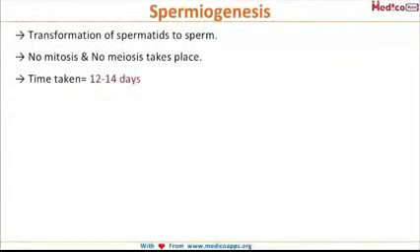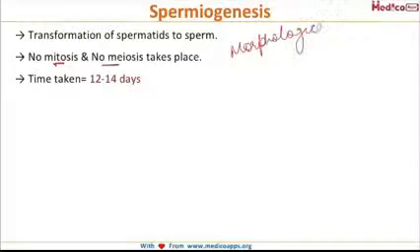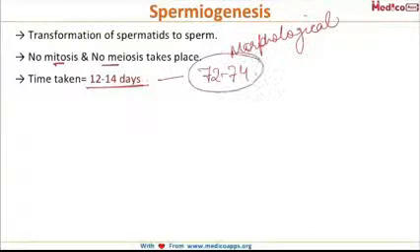As I told you, the transformation of spermatids to sperms is called spermiogenesis. In this process, there is no cell division, no mitosis, no meiosis. Only morphological differentiation occurs. And what is the time taken for this process? It is 12 to 14 days. Mind you, this 12 to 14 days is included in the 72 to 74 days of the total spermatogenesis time.